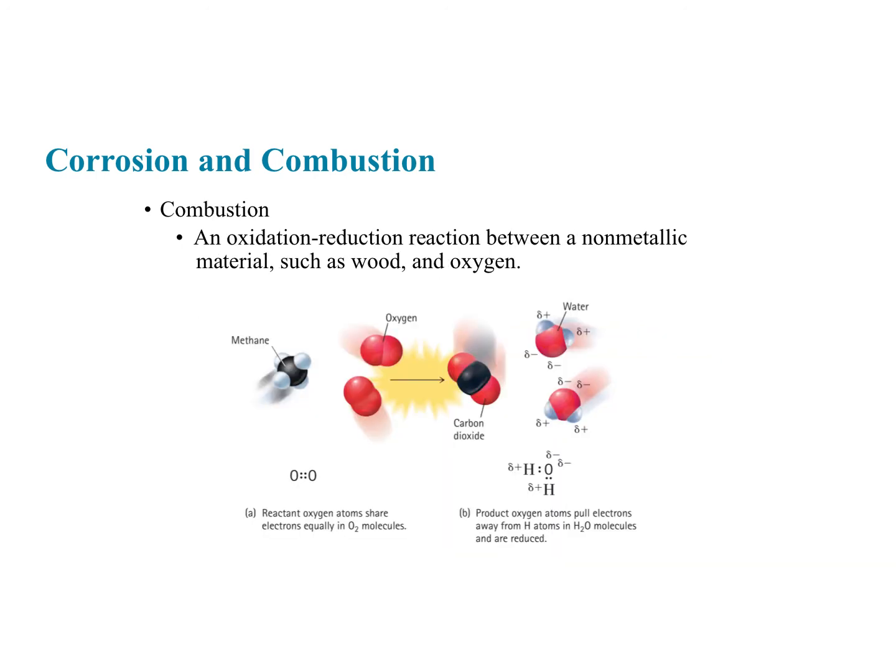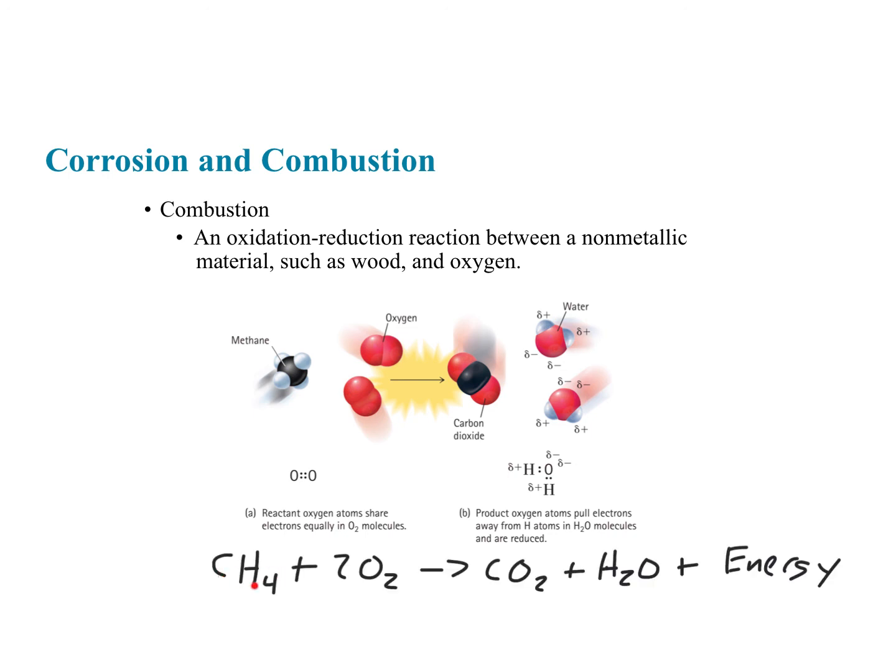And the last thing we're going to talk about is combustion. Now, combustion is an oxidation reduction reaction between a non-metallic material, wood is the classic example, and oxygen. And so here we see a schematic showing the burning of methane, which is a chemical fuel. We have a methane molecule combining with oxygen, and we can write down the reaction. So we have CH4, which is methane. It combines with oxygen, and it creates a chemical reaction that produces carbon dioxide plus water and then energy.